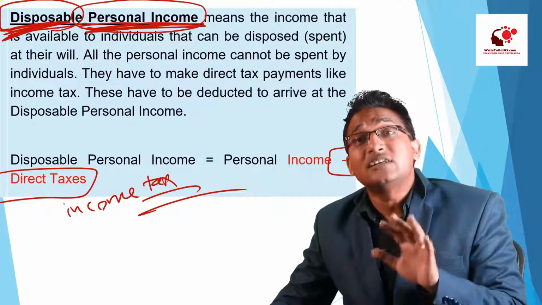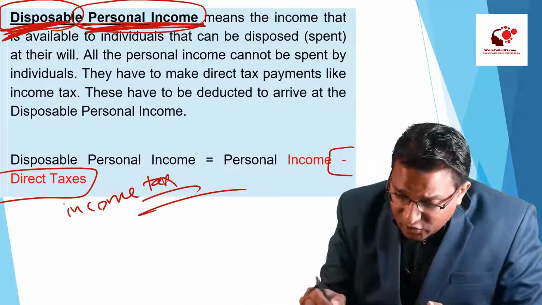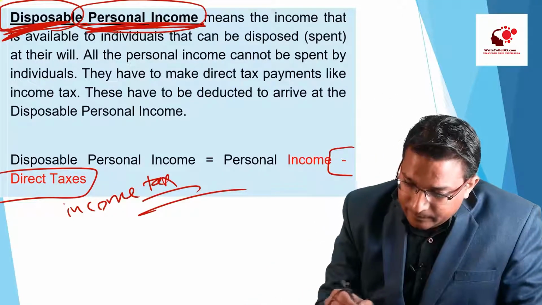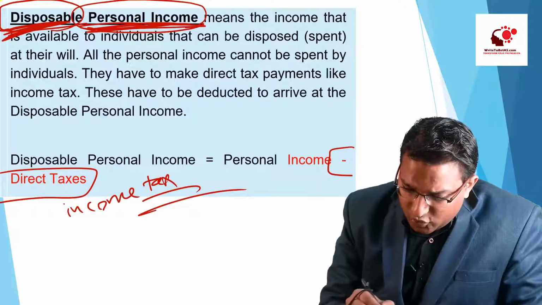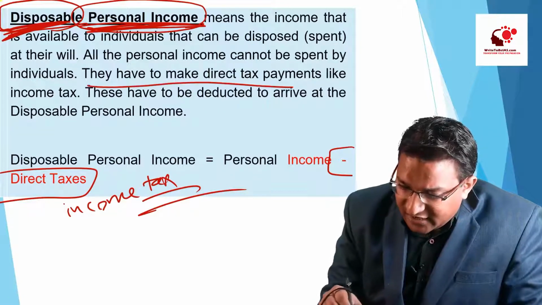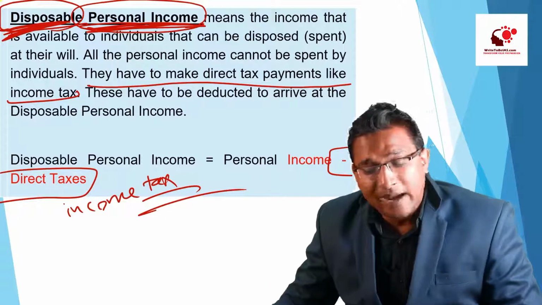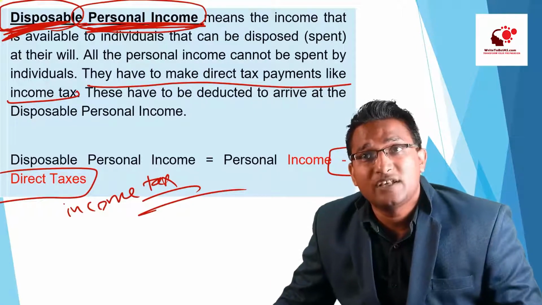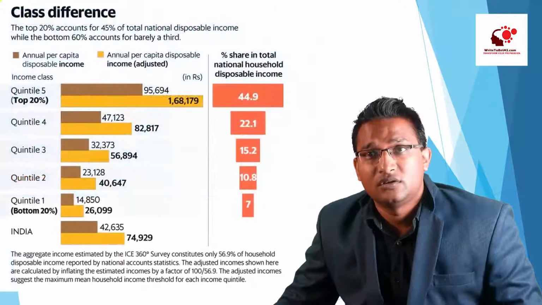Why do we reduce this tax amount? We reduce it because this tax amount is mandatory to be paid, right? They have to make the tax payment, like income tax. It is mandatorily to be paid. It cannot be spent at the discretion of the individual.